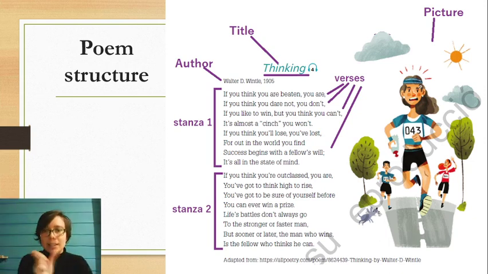Tenemos esta, si tú piensas, ¿cierto? Tenemos esta frase que se repite una y otra vez. Ahí hay otros elementos del poema que vamos a ver mucho más adelante. Por ahora solo quiero que se enfoquen en los elementos más importantes o los elementos principales. Por ejemplo, the stanza, stanza 1, stanza 2, the verses, the title, and the author. ¿Ok? Here we go. ¿De qué creen que se trata el poema?